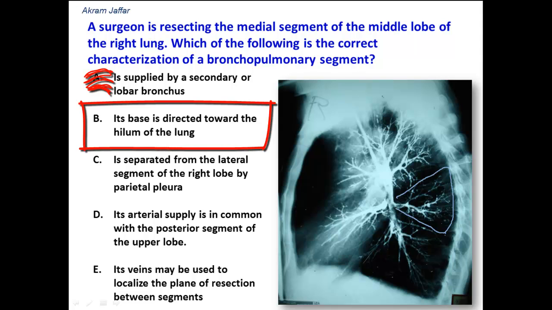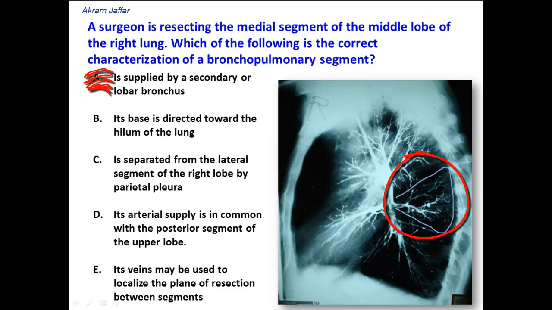Its base is directed toward the hilum of the lung? As we have just seen, the bronchopulmonary segment is pyramidal in shape and its base is directed toward the periphery of the lung. It's the apex that is directed toward the hilum of the lung. So this option again is wrong.